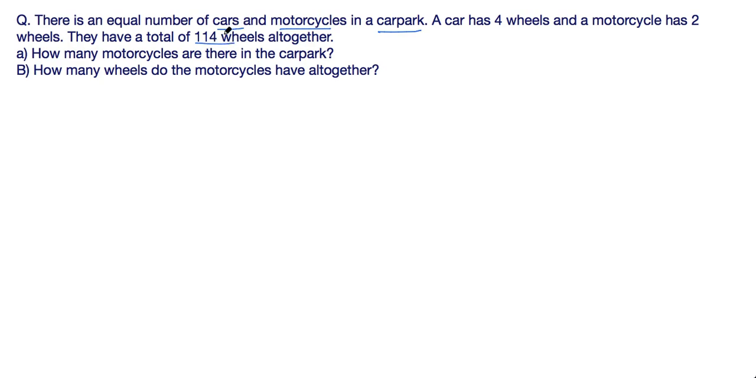Let's say there are 10 cars and 5 motorcycles. If you count all the wheels of all the 10 cars and 5 motorcycles, it will be 114. I'm not saying that's the answer, we'll find it. That's just an example. So let's start using the assumption method. How do we use it? The first thing is you have to assume something.